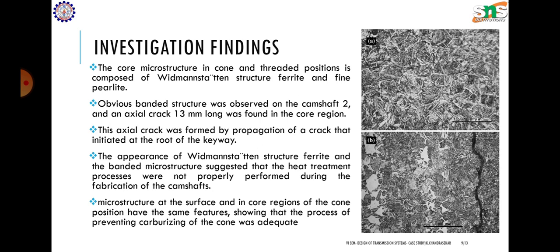Obvious banded structures were observed in camshaft 2, and an axial crack 13 mm long was found in the core region, which is also shown in figure B. This axial crack was formed by the propagation of a crack that was initiated at the root of the keyway. At the root of the keyway the crack initiated, then it propagated along the axial direction.